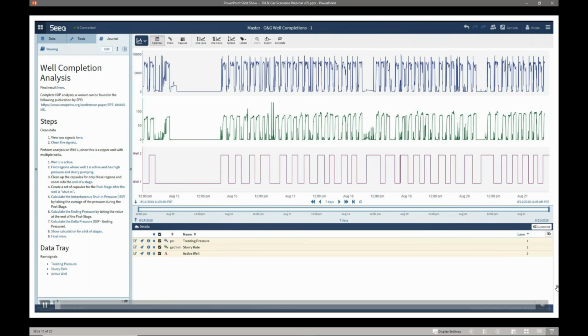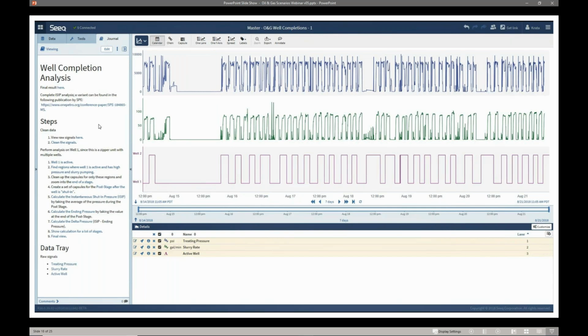In this video here, I've started in Seeq Workbench Analysis again, and we will once again leverage the journal feature to walk through the analysis. I've loaded my signals, including a treating pressure on top, my slurry rate, and then also a signal that represents which well is active. This is on a zipper unit, meaning I have multiple wells which are feeding into the same signals.